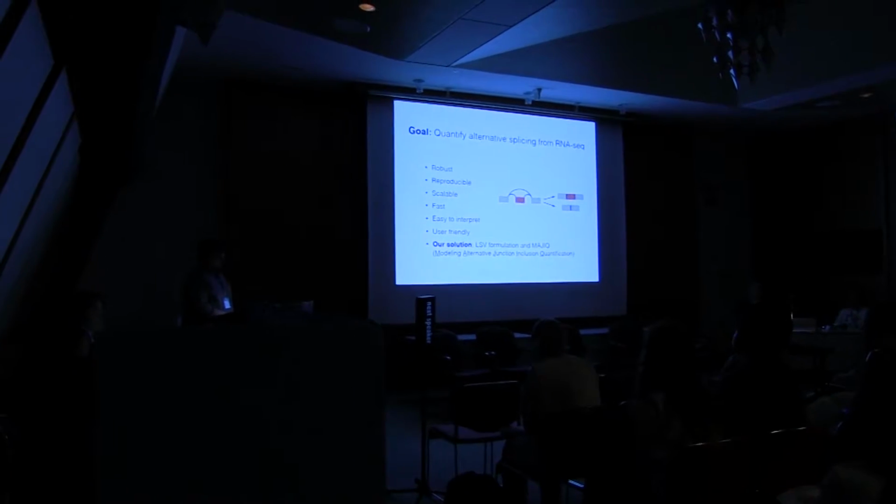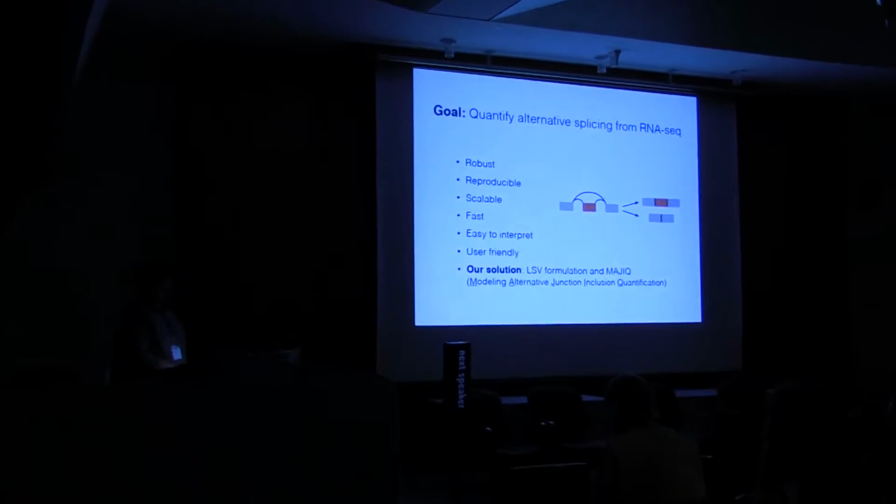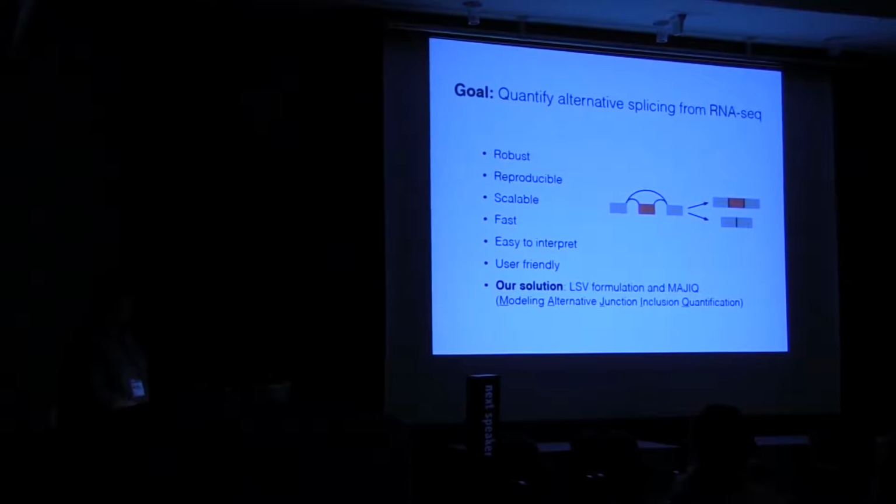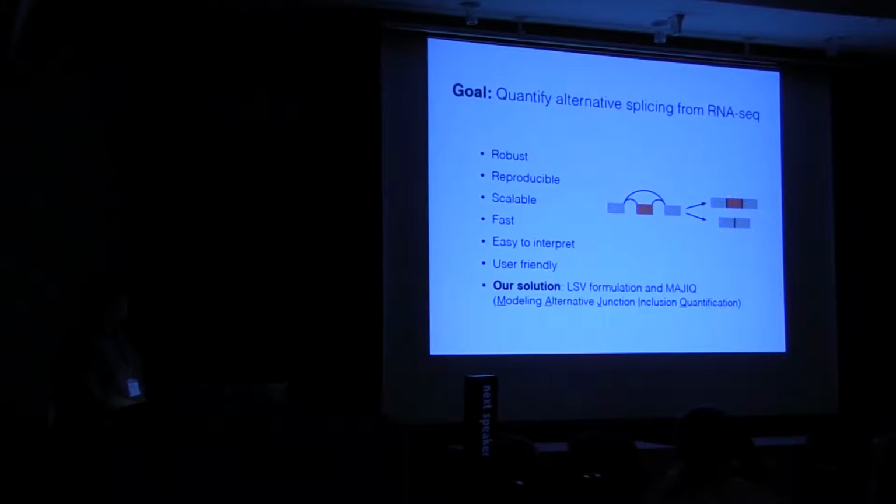So our goal here is to define and quantify RNA splicing variations given RNA-seq data. And given Sebastian's nice introduction to all this, I'm going to skip over the formalities of why it's important to look at splicing. But in our tool, we want to have robust and reproducible quantification that's scalable for large data sets, relatively fast for large data sets, but also importantly, easy to interpret and user-friendly for users who don't like parsing tab delimited or binary files. So our solution is the LSV formulation and our algorithm MAJIQ.